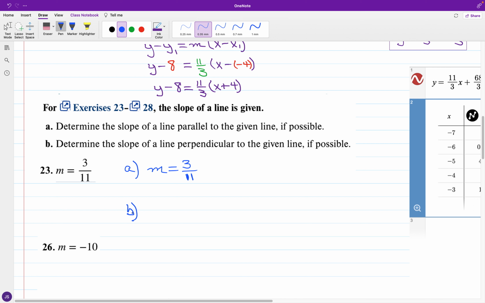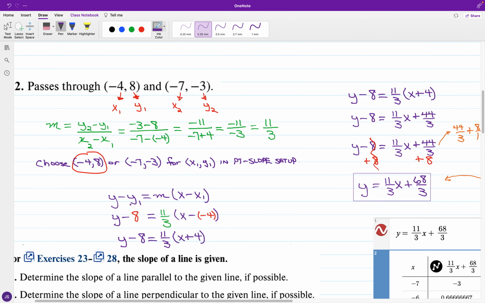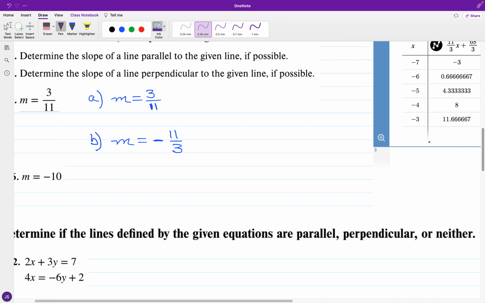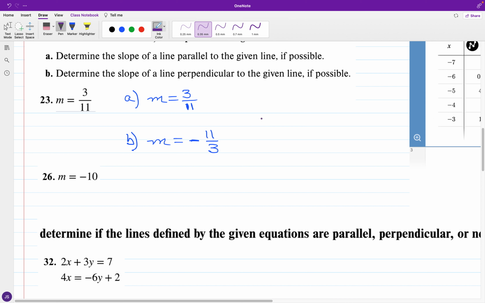And for part B, in the case of the determination of the slope of a line that runs perpendicular, now again, parallel lines will have the same slope, whereas in the case of perpendicular lines, you're going to have an opposite sign reciprocal value. So here, from 3/11, going from a positive to a negative, and the reciprocal of 3/11 is going to be 11/3. So the slope of the perpendicular is minus 11/3. And again, the product of the slopes of perpendicular lines will be -1.